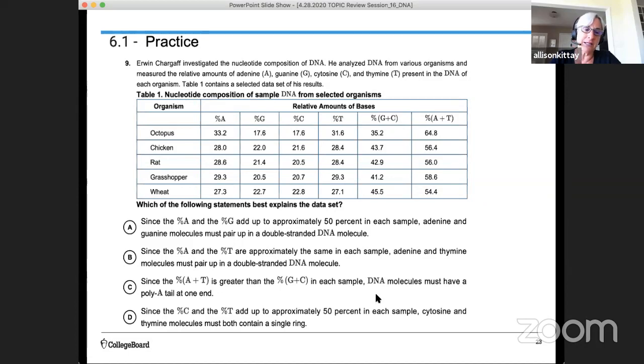And then finally in D, since the percent of C and T add up to approximately 50% in each sample, cytosine and thymine molecules must both contain a single ring. So that's getting at purine pyrimidine. So hopefully you have your answer, and hopefully you selected B. So A and T pair up, A and G do not pair up, C and T do not pair up, and poly A tail is a distractor in this case.